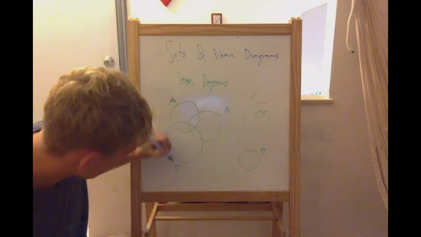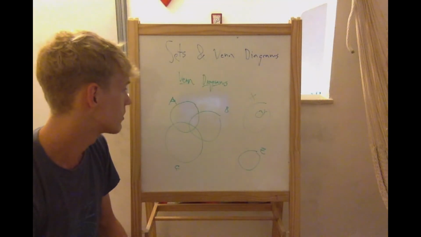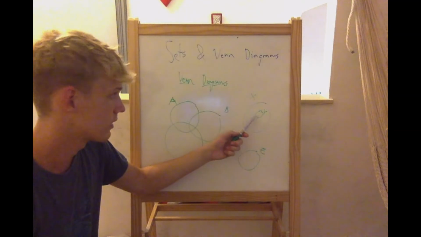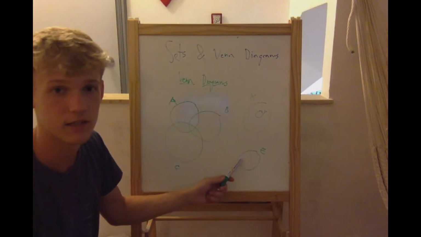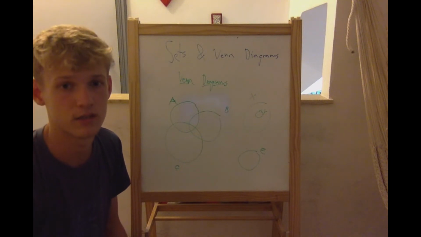Alright, now onto Venn diagrams. So this will sort of bring everything together. So we've got A, B, C, X and Y inside of X, and then we have Z over here. So we'll just use these to sort of illustrate the concepts that we've learned earlier.